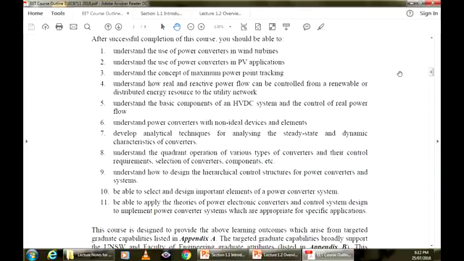Understand the use of power converters in wind turbines, the power converter structures in PV applications, maximum power point tracking algorithms or techniques, and how real and reactive power is obtained from a renewable energy source and injected into the grid. Okay? And then there is also HVDC, and we will also be covering the non-ideal devices in power converter circuits, which is normally not covered in a first course on power electronics.